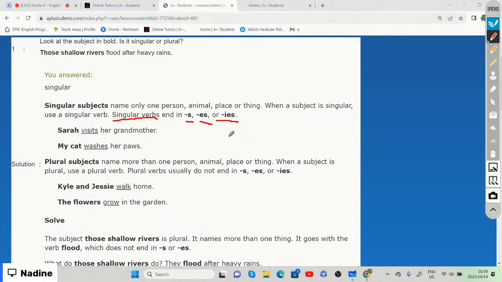My cat, referring to only one cat, washes her paws. So my cat washes her paws. And there we have washes. And that is a singular subject with a singular verb.